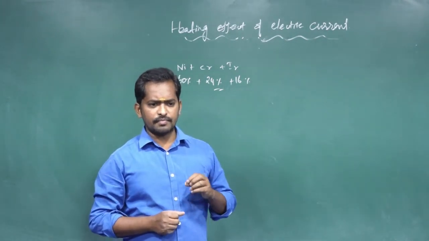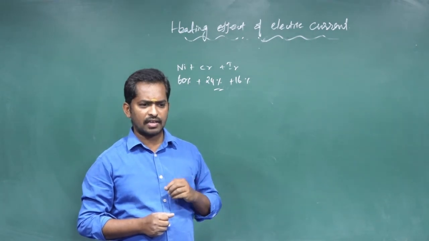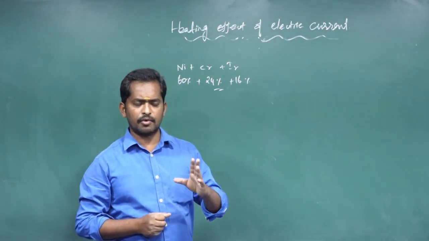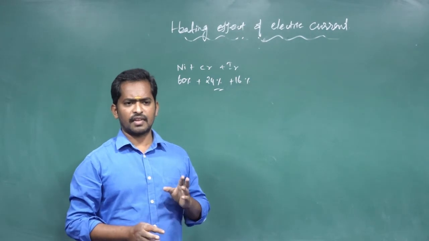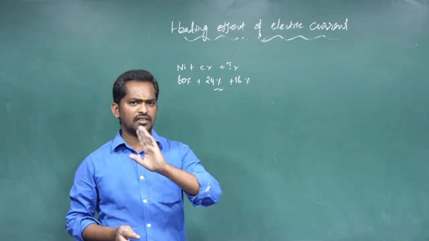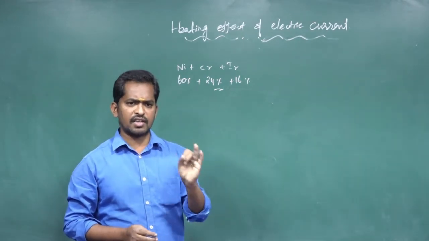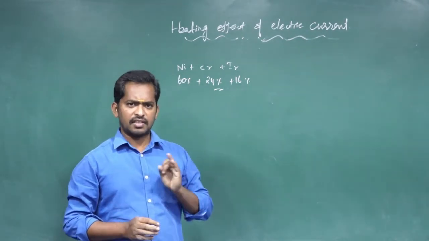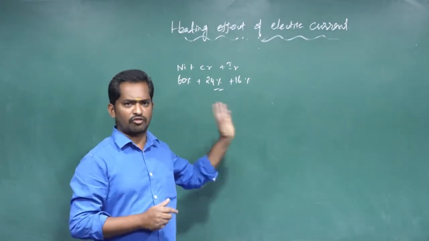So the next important point: specific resistance is directly proportional to temperature. If specific resistance increases, temperature increases first, and second is the high melting point. That's why we mainly use nichrome wire.